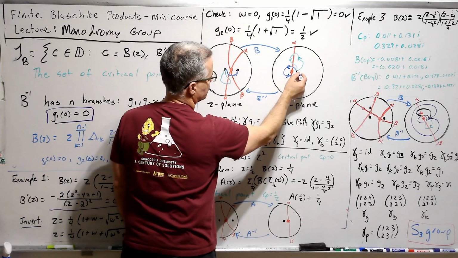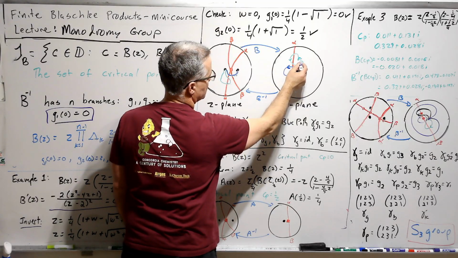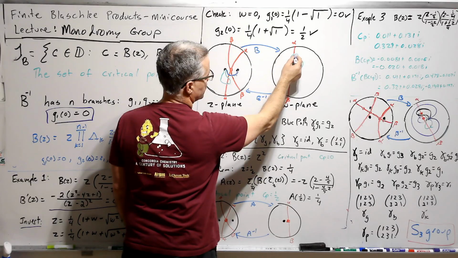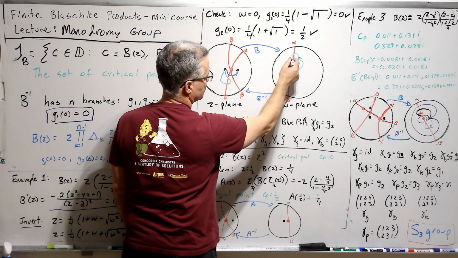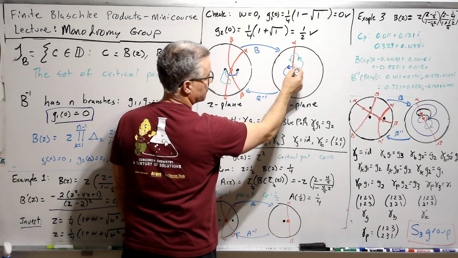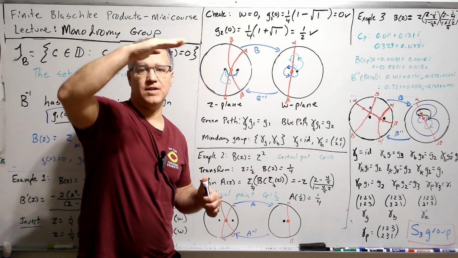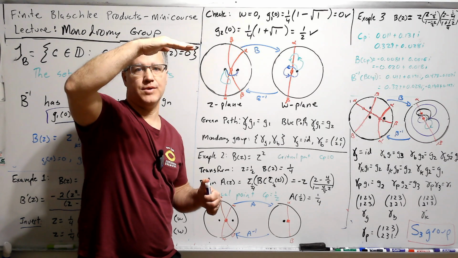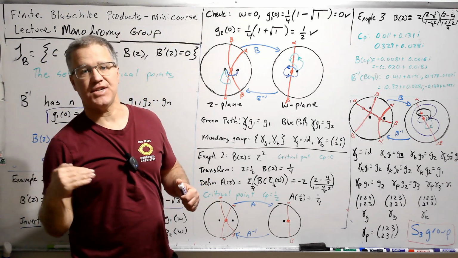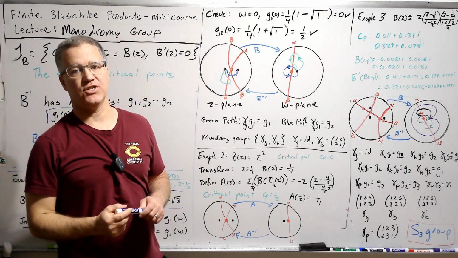So let's do the green path first. As we traverse the green path, we go here, we cross the branch cut this way, the alpha branch cut this way, come back and cross the alpha branch cut the other way. So if we think about a Riemann sheet, we've moved up onto the other Riemann sheet, and then we've come back down. So we're back on our original Riemann sheet.